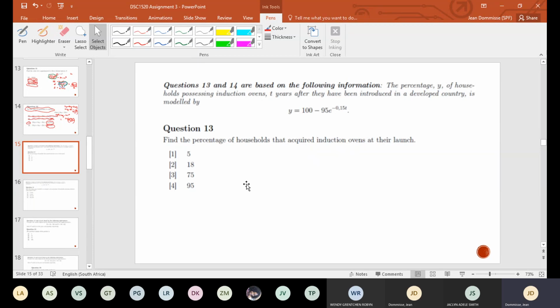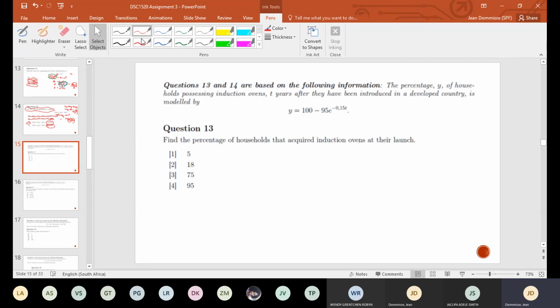In question 13, they ask us, so let's look at it. The percentage Y of households possessing induction ovens T years after they have been introduced in a developed country is modeled by. Find the percentage of households that acquired induction ovens at their launch.